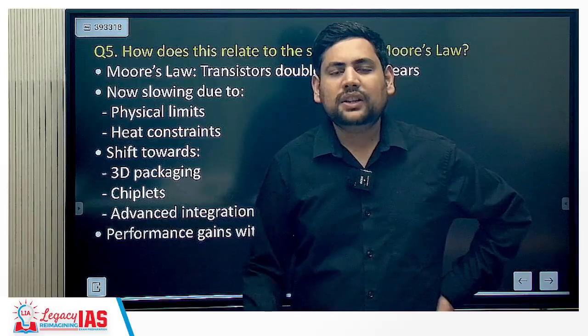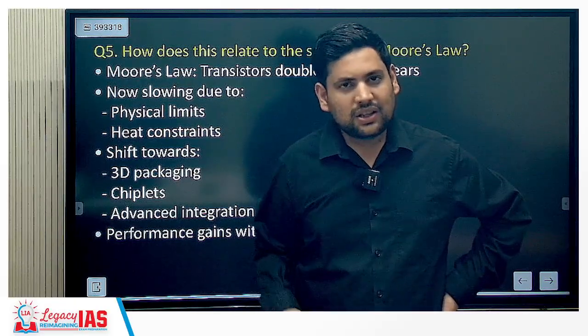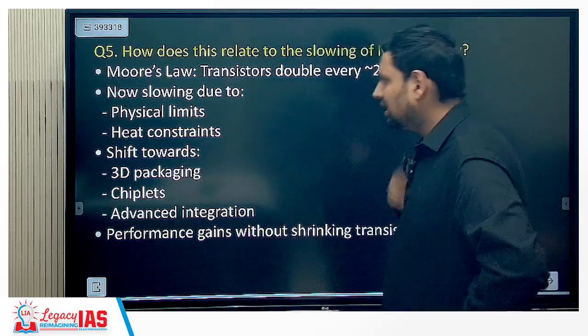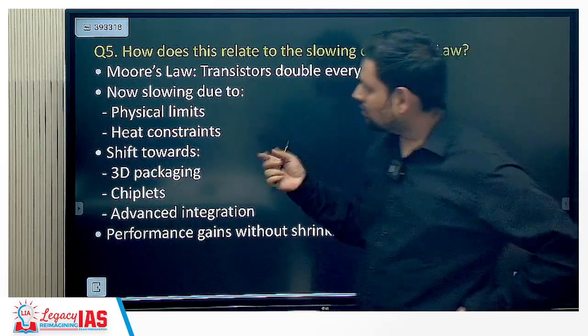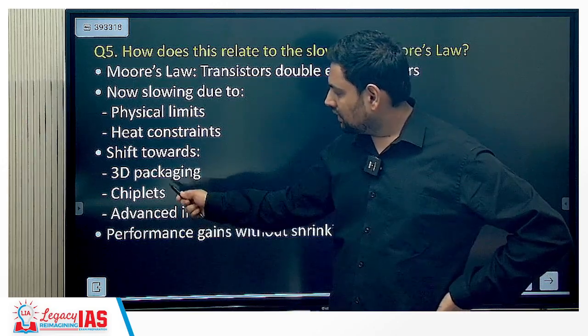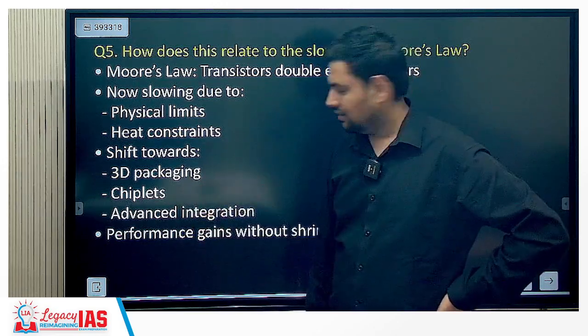Now, if it is not doubling, then we must have some other way which will make it much more efficient, and that is the 3D chips. So this is slowing due to physical limits and heat constraints. That is why a shift towards 3D packaging and chiplets is needed.